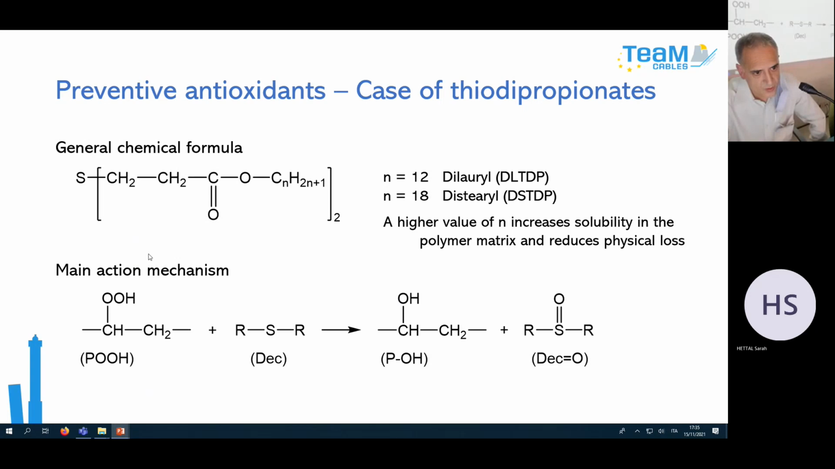So the main stabilization mechanism is summarized below. In fact, this antioxidant reduces the hydroperoxide to give an alcohol. And alcohol is a stable product, so in this case you totally stop the thermal initiation of the oxidation.